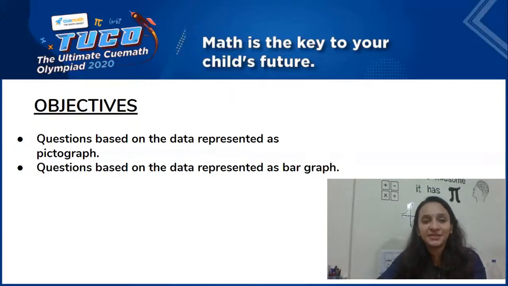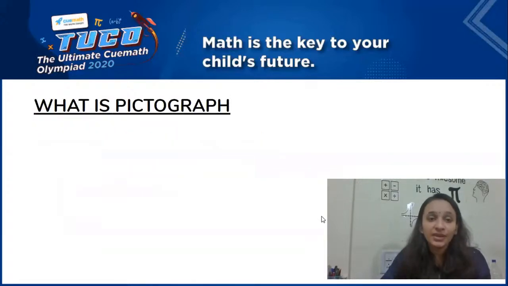So do gear up yourself with a pen and a notebook so that you can keep solving these questions along with me. And if you have any doubts, you can always put that in the comment section, and if you know the answers already, you can put that also in the comment section. So we'll first start with what is a pictograph.